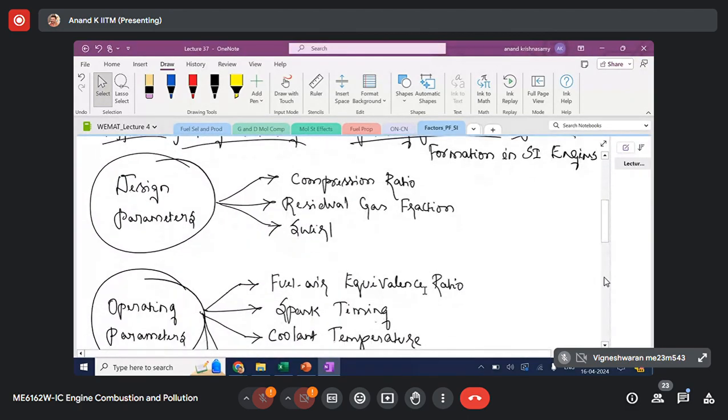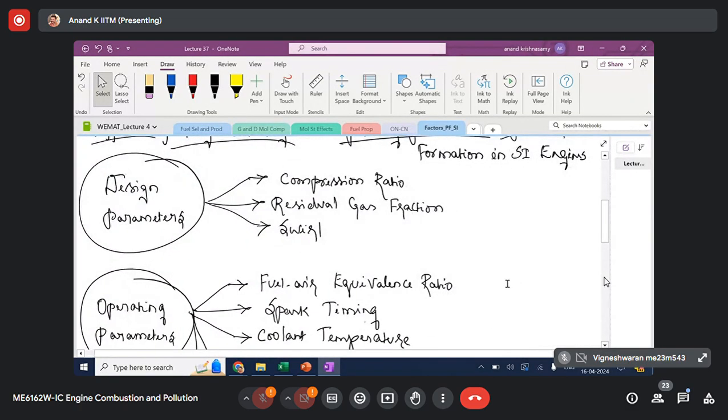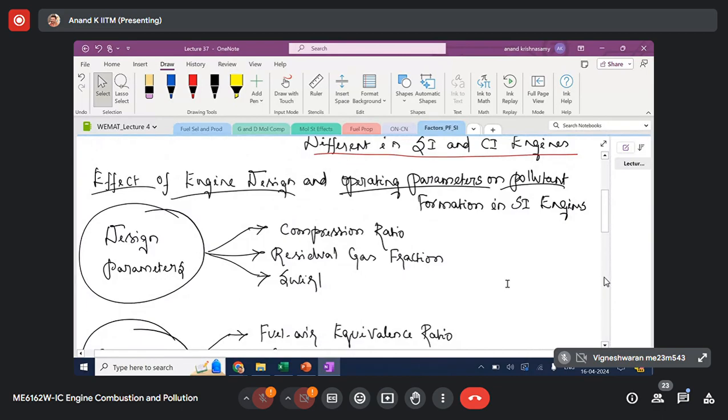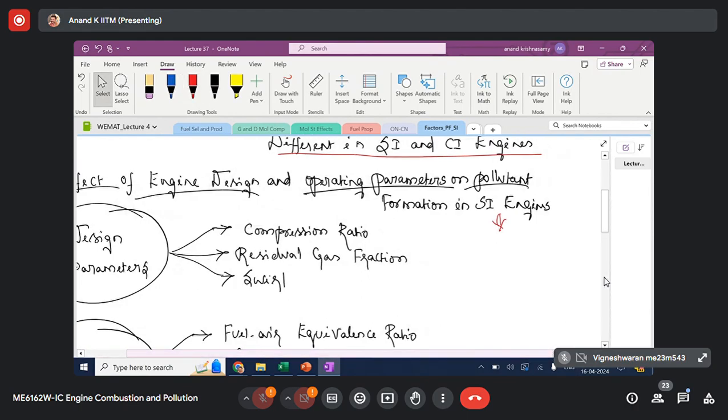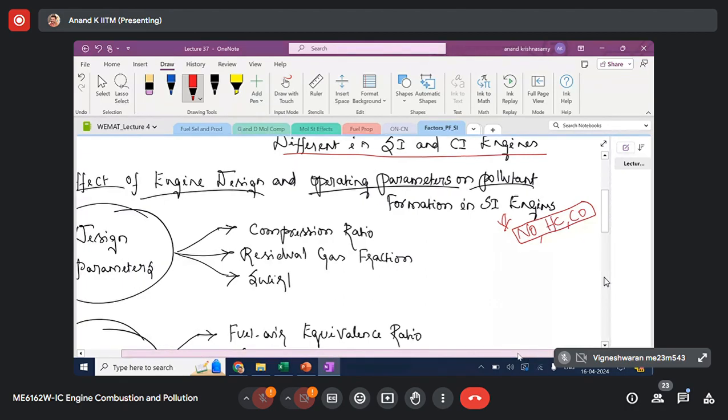We are going to look at the variables that affect or influence pollutant formation in SI engine. So what are the primary pollutants emitted from SI engine? CO, SC, NOx, 3. Yeah, in NOx you have only NO. NO2 is negligible. So you have NO, you have SC, you have CO. These three are the primary pollutant species emitted from spark ignited engine. Now we are going to look at the variables that influence these three pollutant formation in SI engine.